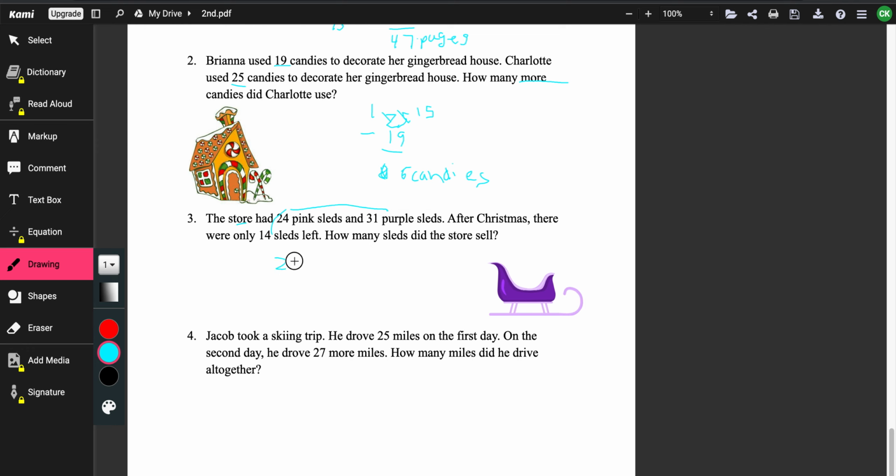So we're gonna do 24 plus 31, which is 55, and we're gonna have to subtract because we're trying to see how many sleds the store sold. And 55 minus 19 is... 1, and then 4. So how many sleds does the store sell? 41 sleds. And there you guys have it.